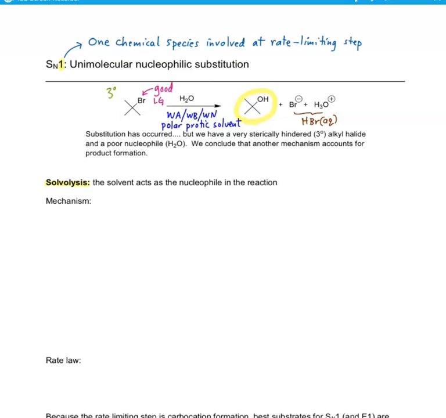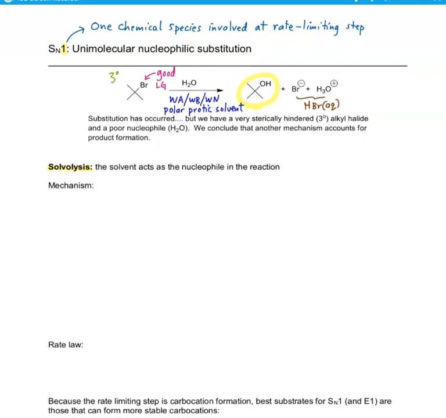Now, this is an example of what's called a solvolysis. In a solvolysis, the solvent acts as the nucleophile in the reaction, so it's participating in the reaction. So let's draw a mechanism for what happens. Now, you might recall that we've actually already drawn this mechanism. This was the example that we used when we looked at the overview of substitution and elimination reactions at the very beginning of the packet. But let's draw it again.